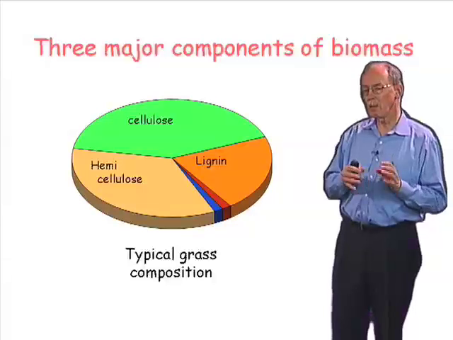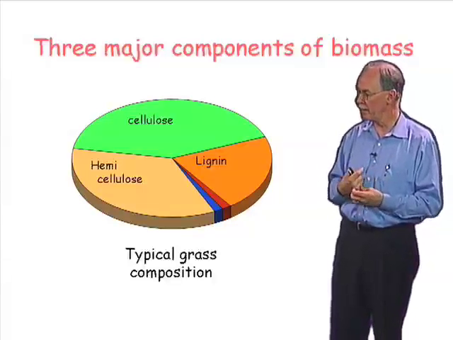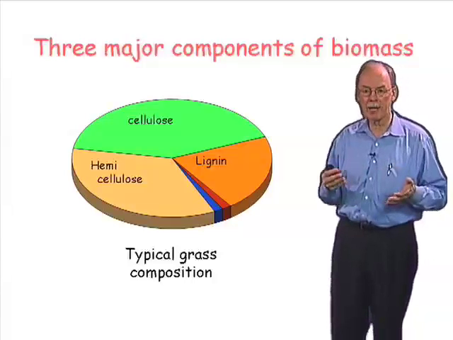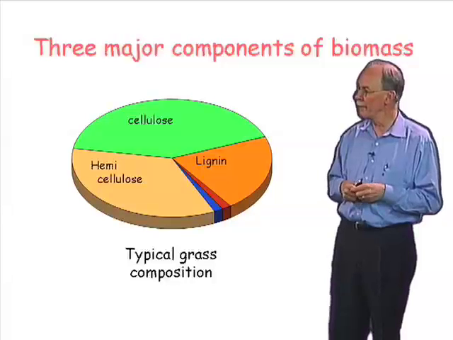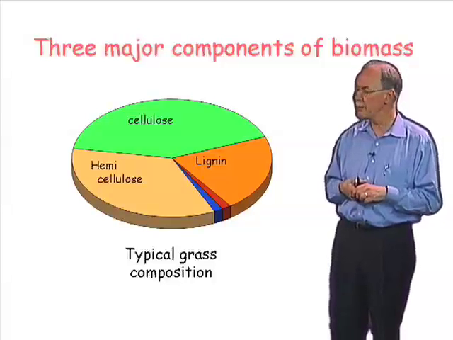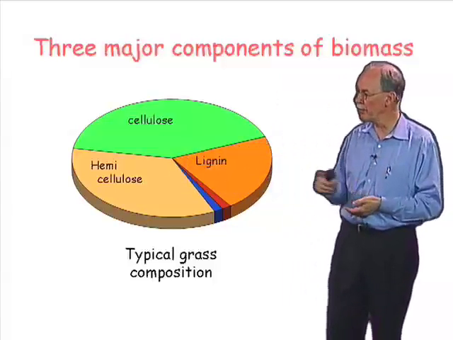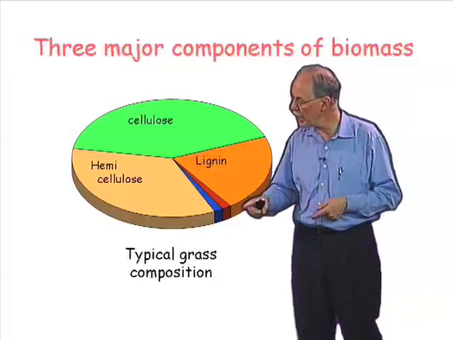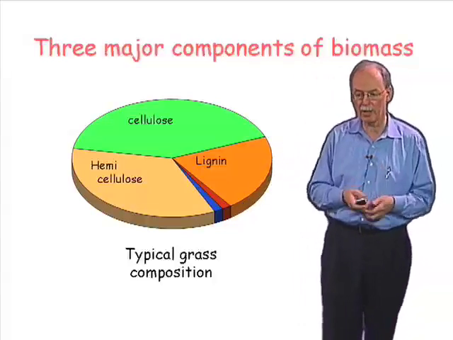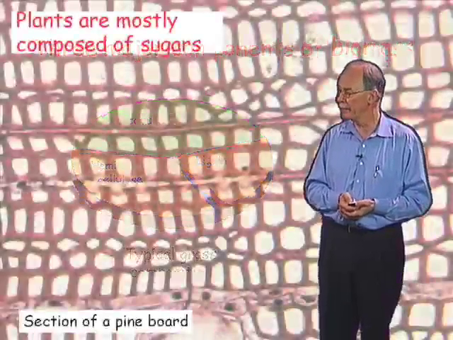Now, to understand what the technical issues are in carrying out that process, let's start at the most basic level. What is plant biomass made of? You can see that if we take a typical grass composition, about 40% of it is cellulose. Then there's a large component of something called hemicellulose, which I'll introduce in a moment. Another major component is lignin. And then everything else, basically the protein and the mineral nutrients, is actually quite a small proportion of the total biomass.